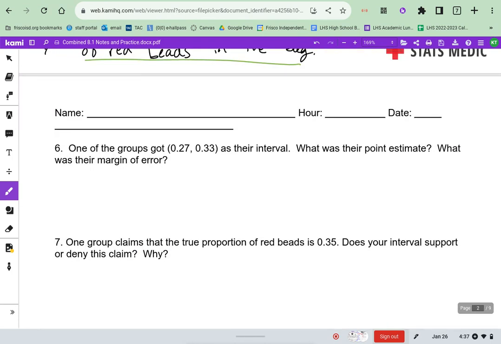Then we said, okay, well, one group got 0.27 to 0.33 as their interval. What was their point estimate? Well, we can find the point estimate by taking the average of those two numbers, because that's going to give us what is exactly in the middle. And the point estimate should be in the middle of our confidence interval. So the point estimate, we can do like this. And that gets us our point estimate.